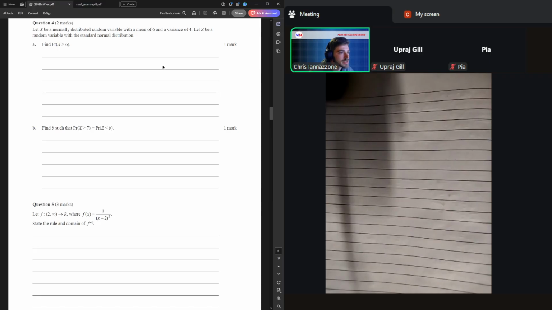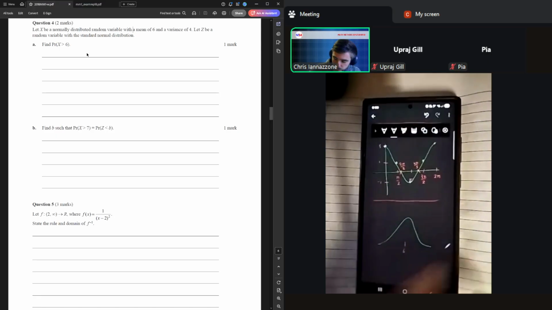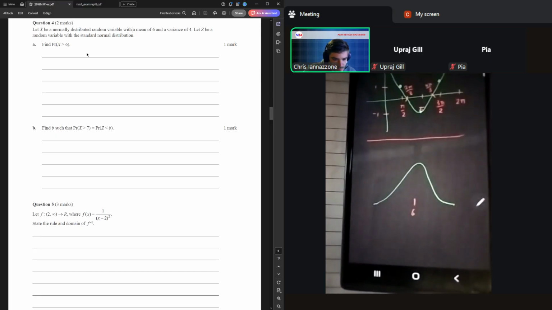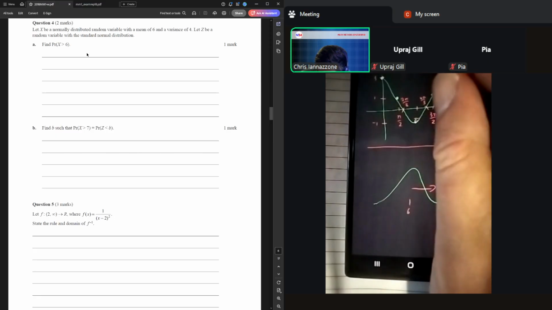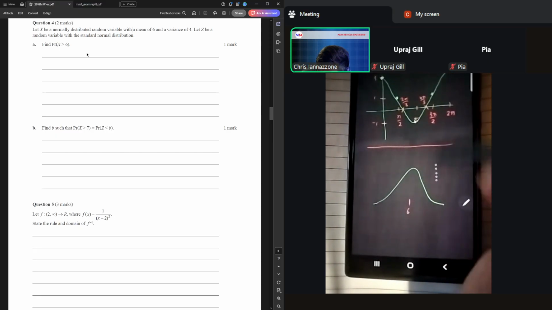Normally distributed with a mean of 6, variance 4, find the probability x greater than 6. Or in other words, x greater than the mean. Yeah, 50%. That's right. If you draw your normal distribution with the mean and you want to be right at the mean, that's 50%, because of the symmetry of the normal distribution.